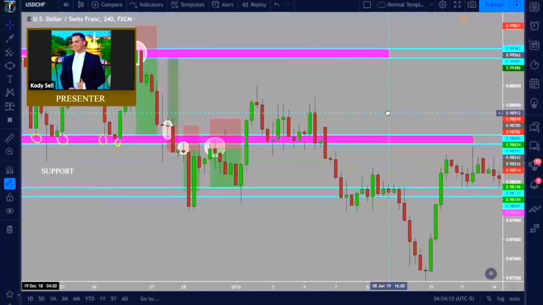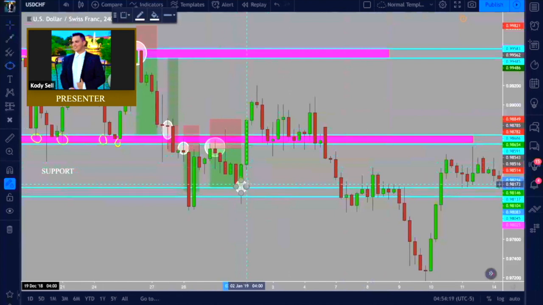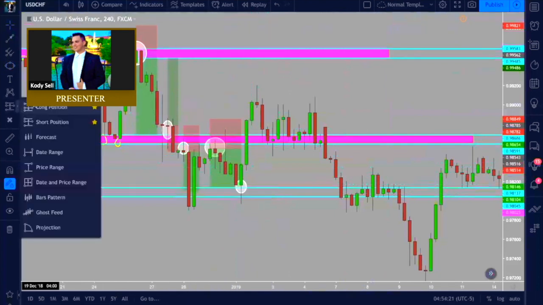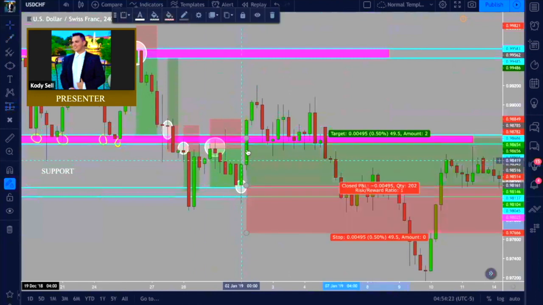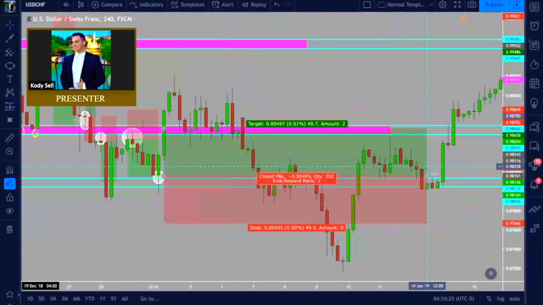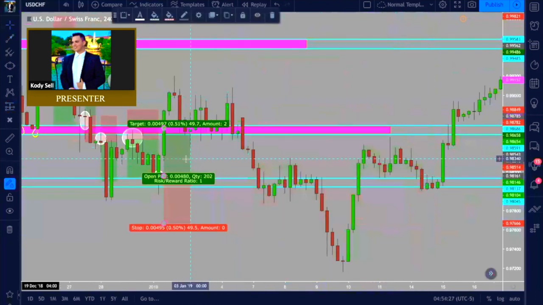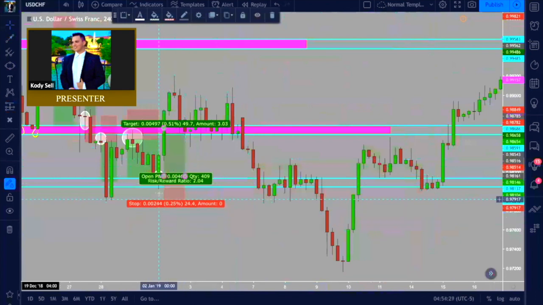All right. What are we doing down here at the support? What are we doing right in here? We're buying. Where are we buying up to? Our resistance. Pull this over. Okay. Look how simple this is.